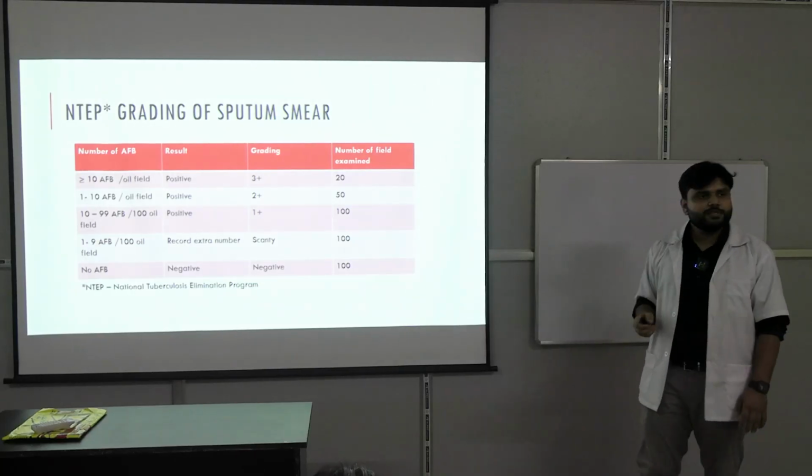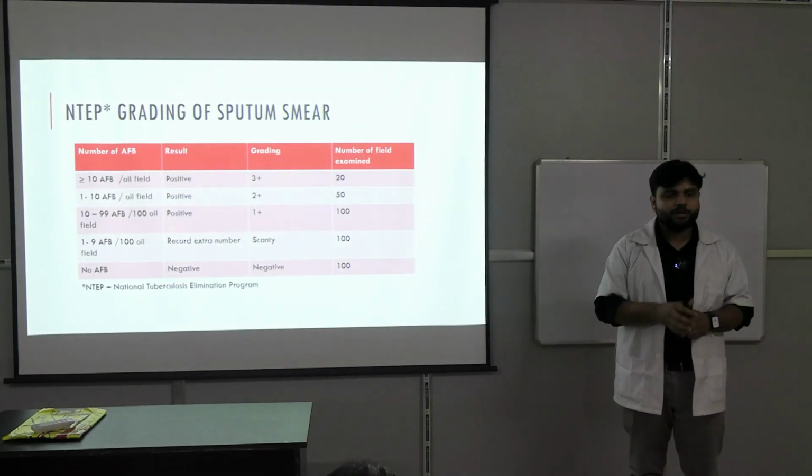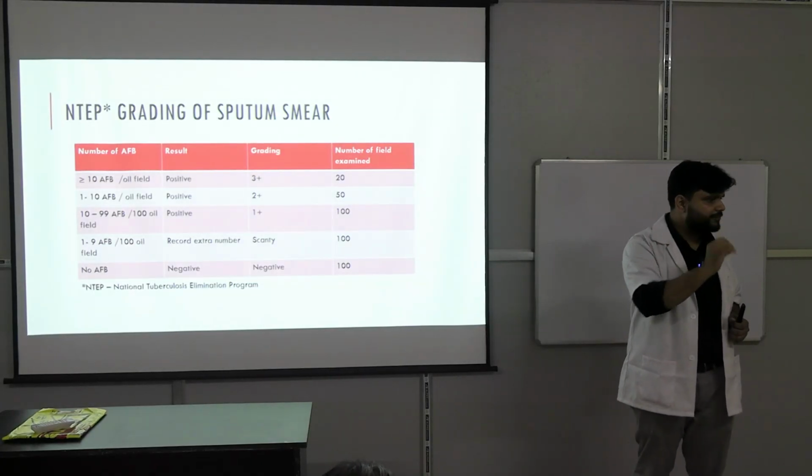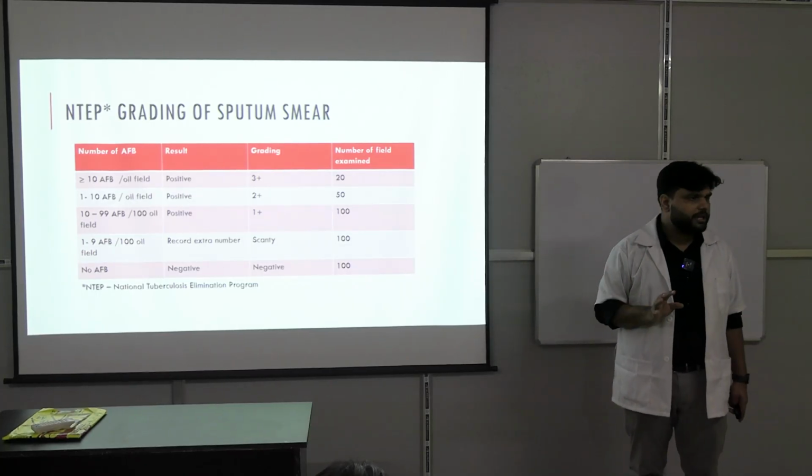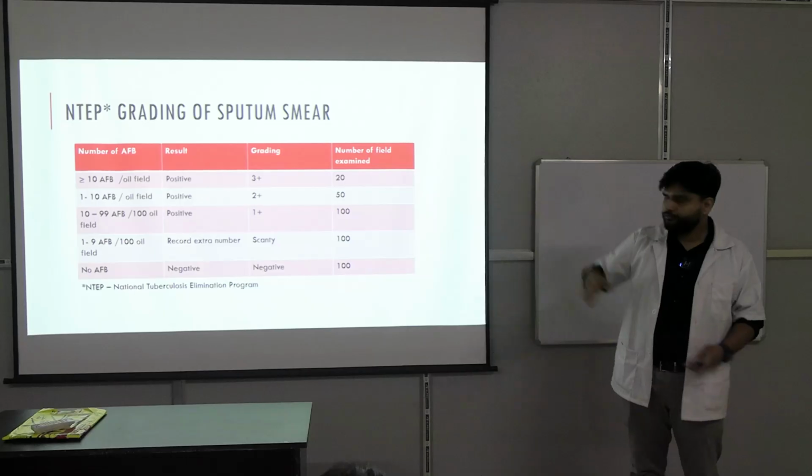So if you have seen all 100 fields and you have found 0 acid-fast bacilli, only then we can say that the sputum does not contain any TB bacilli. So it's a negative for TB, okay.